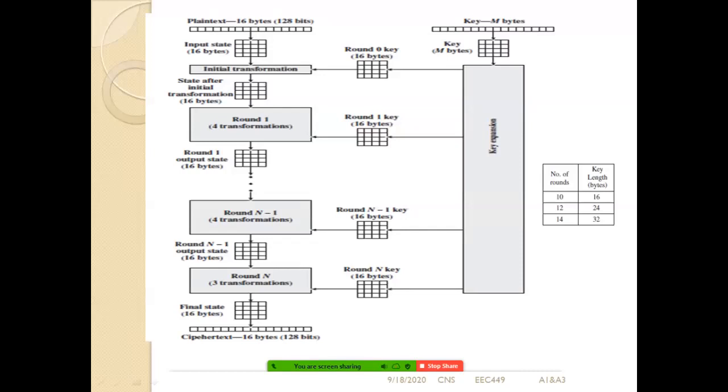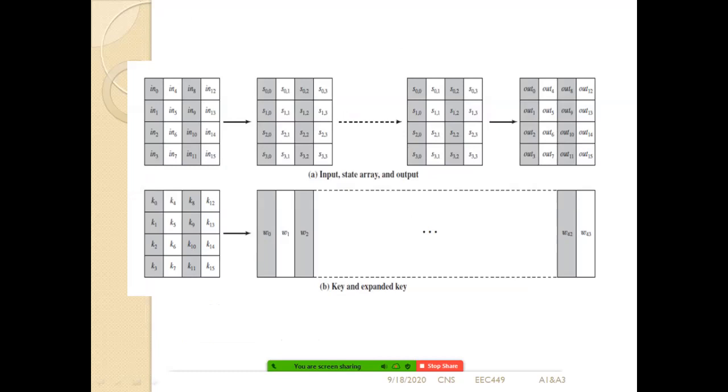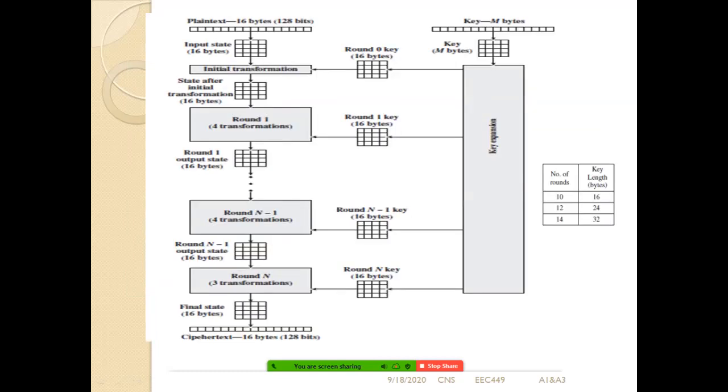So here also there are a number of rounds. See here, are you able to see? Yes, sir, we can see. You should write somewhere: if the number of rounds is 10, the key length will be 128 bits or 16 bytes. If the number of rounds is 12, the key length will be 24 bytes or 192 bits. If the number of rounds is 14, 32 bytes or 256 bits. Yes or no? This is very, very important, the key size. Based on the number of rounds, the key size will vary.